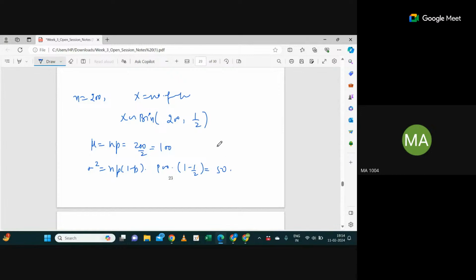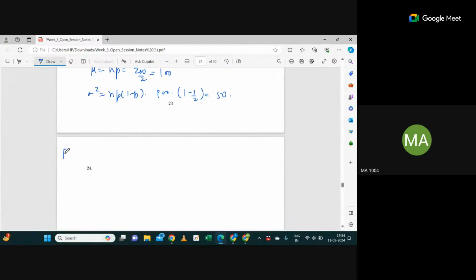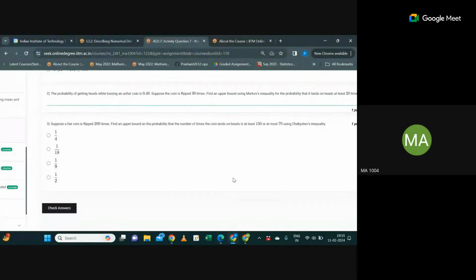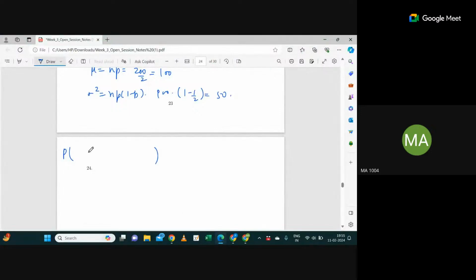Now, if you see carefully, what is the question? We have to find the upper bound. That means it should be less or equal to. Forget about less or equal to for now. It says at least 130 or at most 70. What do you mean by at least 130? Greater than or equal to. X is greater or equal to 130.